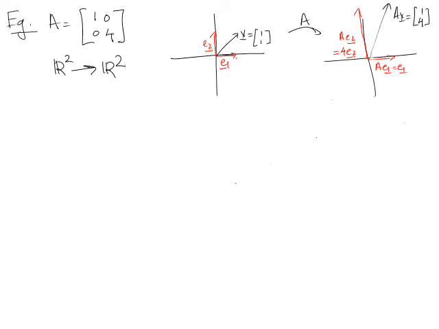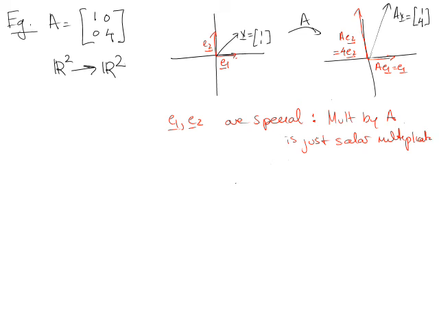Okay, so in this case, e1 and e2 are special. By special, I mean multiplication by A is just scalar multiplication for these vectors, for e1 and e2.